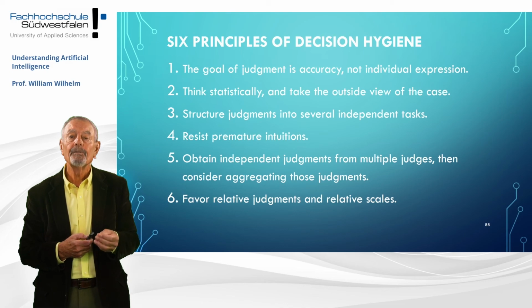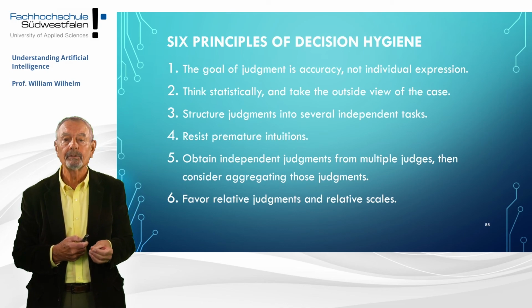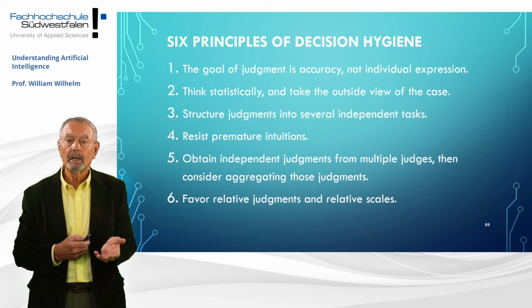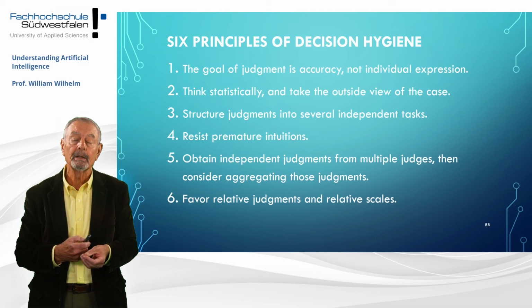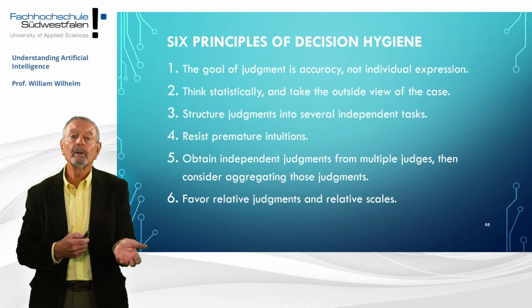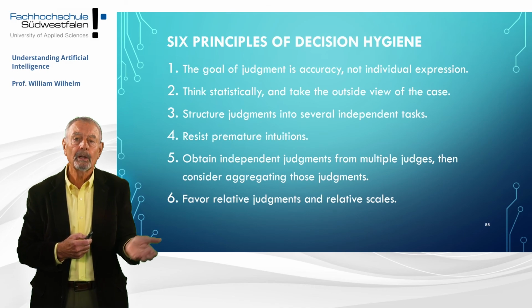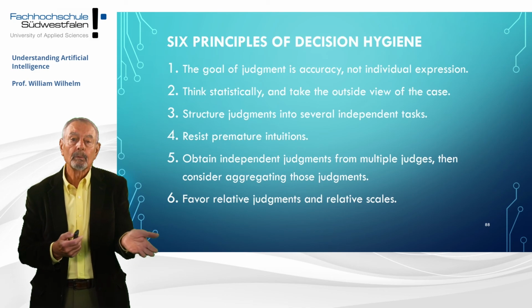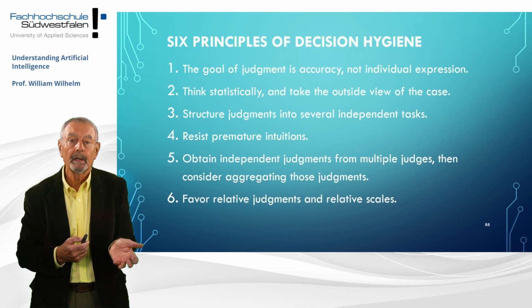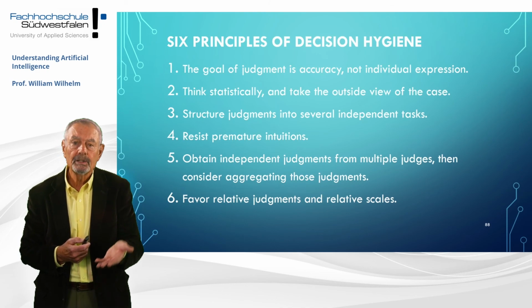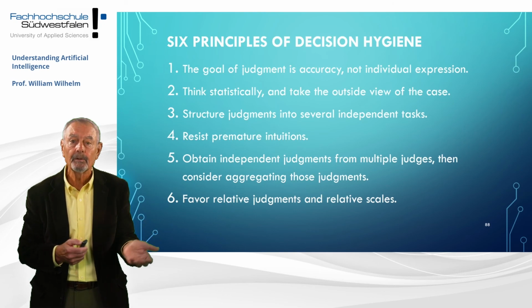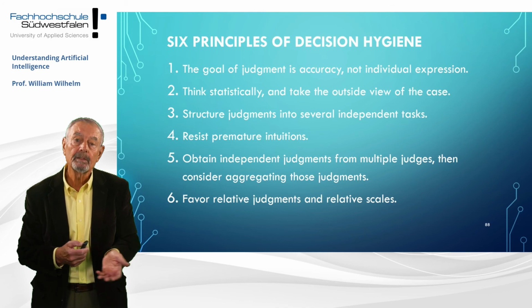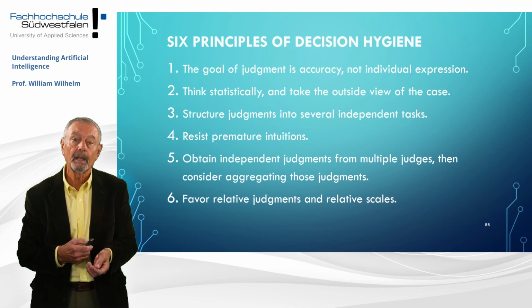Number 6, favor relative judgments and relative scales. Because our ability to categorize points on a scale is limited, these types of judgments can be quite noisy. For example, consider a Likert scale that we discussed earlier that measures satisfaction on a scale from 1 to 5, where 1 equals very unsatisfied, 2 equals somewhat unsatisfied, etc. How one judge interprets his or her degree of satisfaction on that scale can be quite different from another's interpretation, even at the same numeric point on the scale.